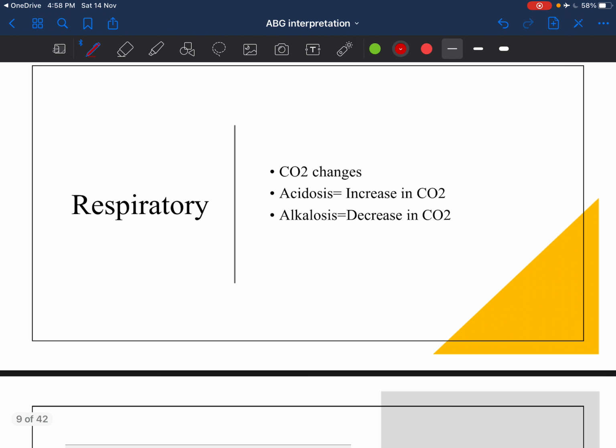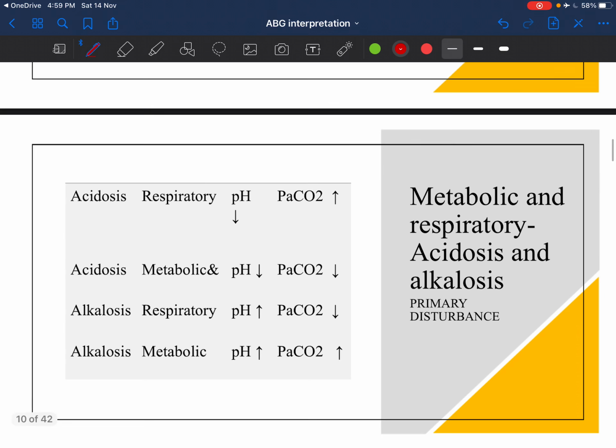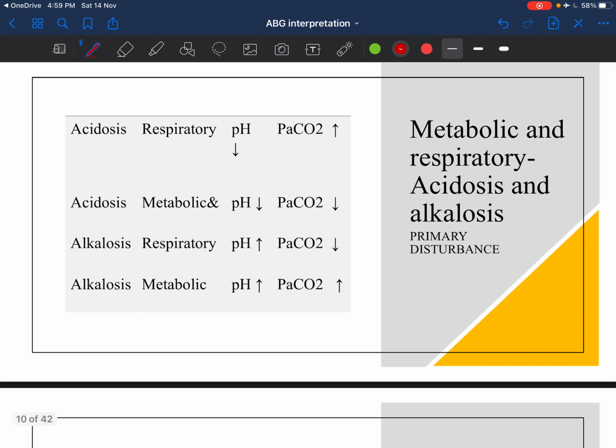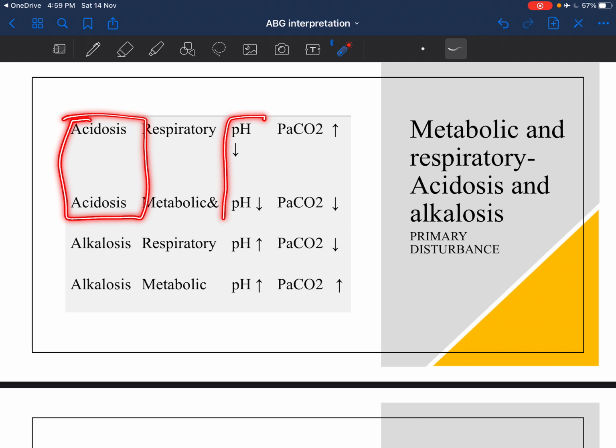What about respiratory? The respiratory component in your ABG is carbon dioxide. If carbon dioxide increases, it means acidosis. If it decreases, it means alkalosis. Simple enough. The reason being carbon dioxide is equal to acid because it causes carbonic acid. So, if you put all of these together, whenever you see acidosis, it means pH is less than 7.35. And if the pH is less than 7.35 with a PaCO2 increase, it means it is a respiratory acidosis.